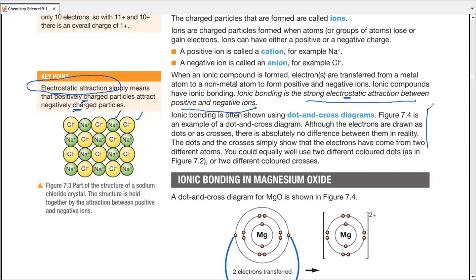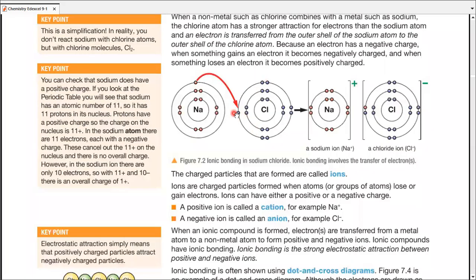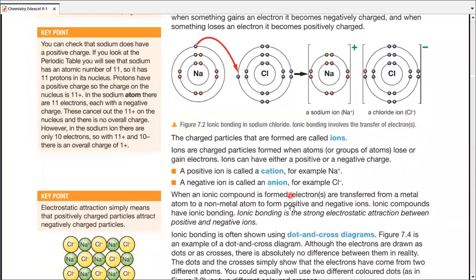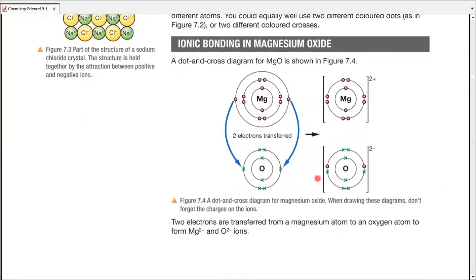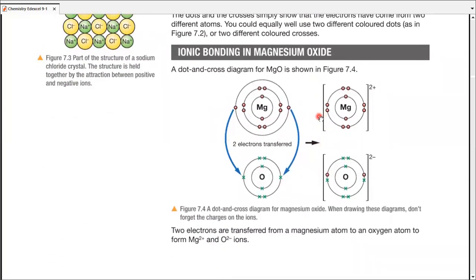We usually show bonds with dot and cross diagrams. Dot and cross diagrams are actually easy to show on a piece of paper how two atoms are going to interact with one another. Now, since sodium chloride was the easiest of examples, sodium only loses one electron, chlorine only gains one electron, so it is actually the easiest of examples. There is one more example in your book that tells you that more than one electron may be gained or lost. Take a look at this example, magnesium oxide.